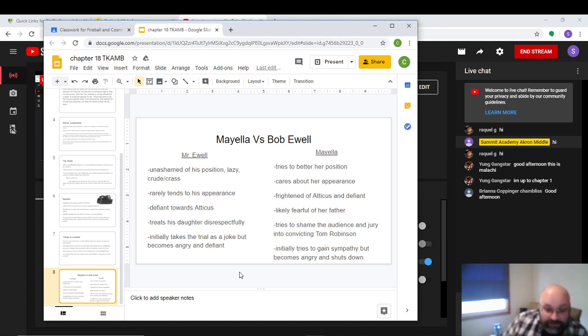Mayella, on the other hand, initially tries to shut down. Jem thinks that she might just be trying to get sympathy by pretending to cry in the beginning. But by the end, by the time that Atticus is done questioning her, those tears are definitely real. And that anger that she shows when she tries to shame the audience into convicting Tom is definitely real. So those are definitely real tears coming out at the end.